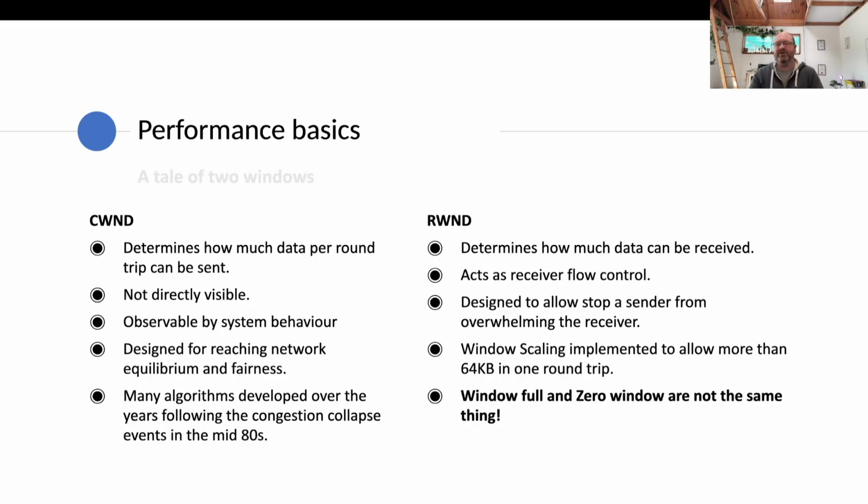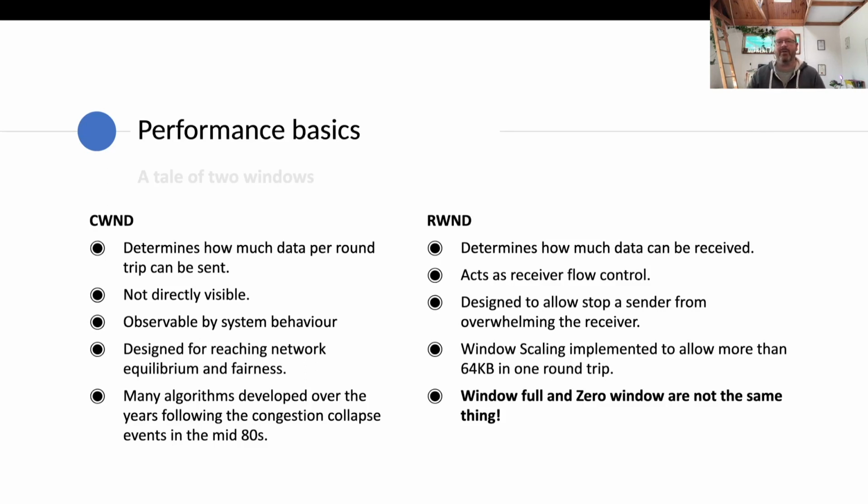But we also have the congestion window. So this describes, from a sender's perspective, how much data can be sent, and it's not directly visible. You can model it or create a graph of it using the bytes in flight. That'll tell you what the current congestion window is as a multiple of the maximum segment size, or MSS, and it's not directly visible, but it is observable from that system behavior. And it's designed to reach a network equilibrium or fairness.